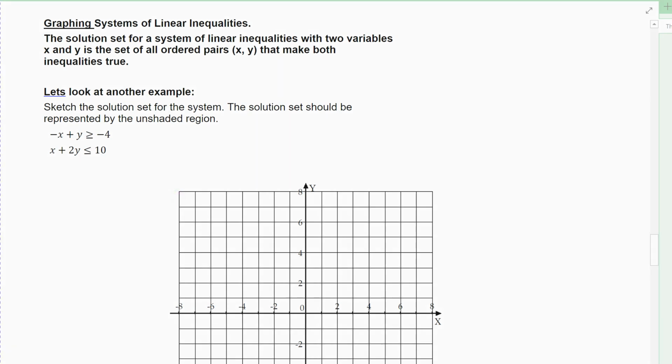Okay, more examples. This is still 5.1. More examples of solving systems of linear inequalities. So we're going to do a couple more examples, solving systems of linear inequalities graphically by hand. And again, I will typically use the by hand method.